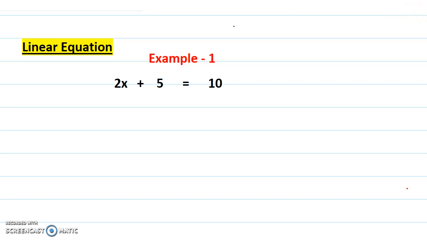Linear equations are those equations which have x only, meaning there should not be a power of x. So when we say there should not be a power of x, can we take x to the power 0? No, because x to the power 0 is 1. So when x has power 1, then it is called linear. Now, the question comes, what happens when x has power 2?